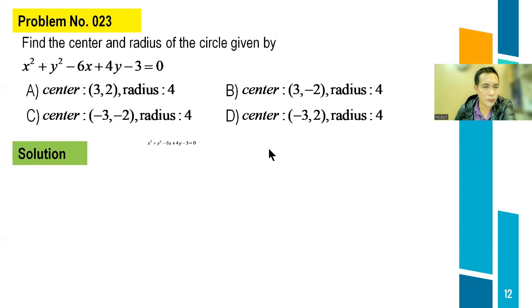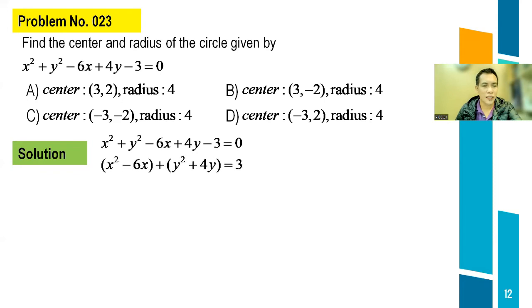For the solution, we have the formula for the equation of a circle. So x squared plus y squared minus 6x plus 4y minus 3. And then we will group all the x's and y's. And then the constant, which is -3, we will add to both sides of the equation by +3. So we have 3 on the right side of the equation. Now, x squared minus 6x, we will make this a perfect square trinomial. So, of course, y squared plus 4y too.